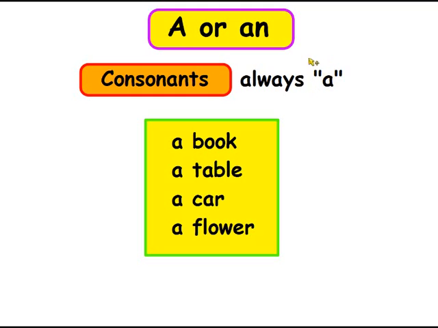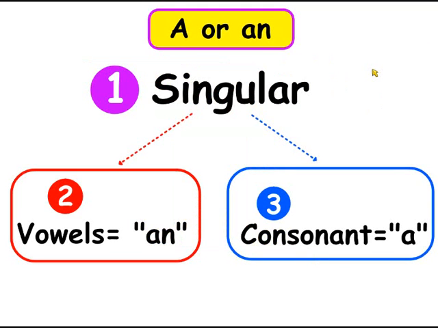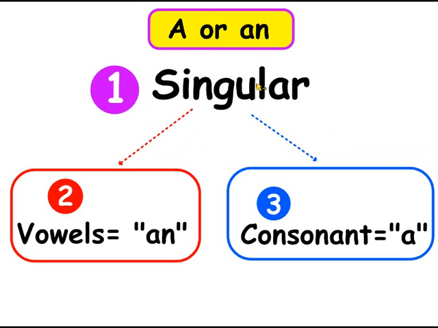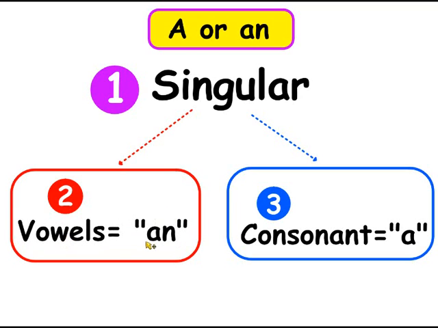Consonants, a, not an. And so finally, to remember when to use a or an, remember, first of all, a or an only for singular, no plural, singular. And then you have to look. If the word starts with a vowel, like apple or igloo or olive, you need to use an. But if the word starts with a consonant like book or table, you need to use a, only a.